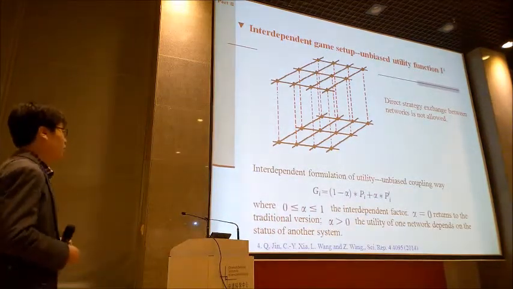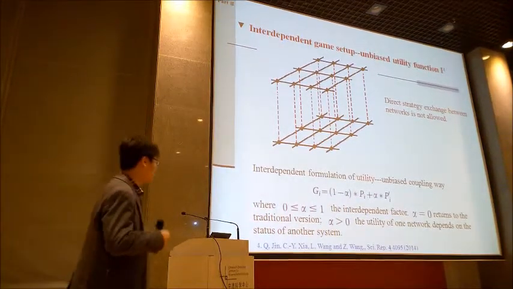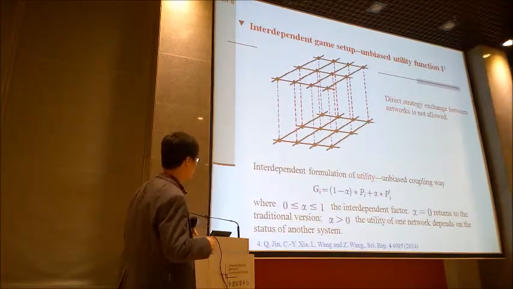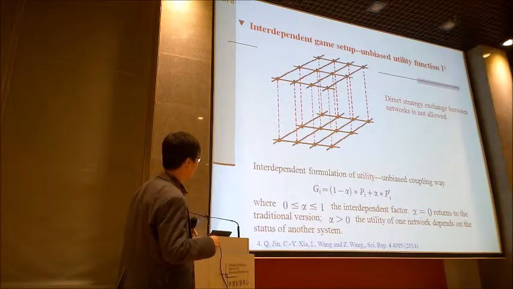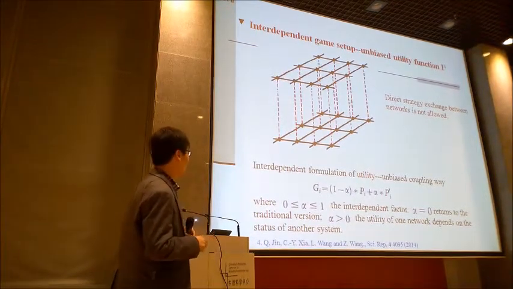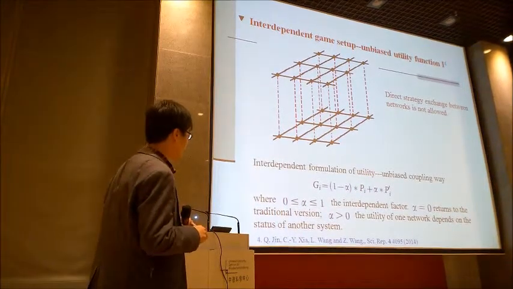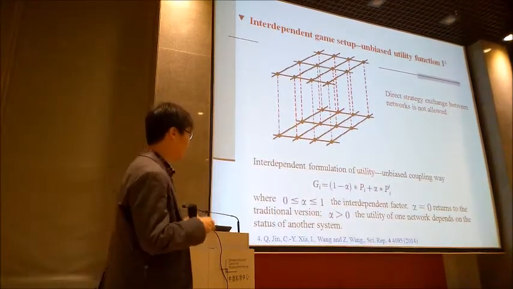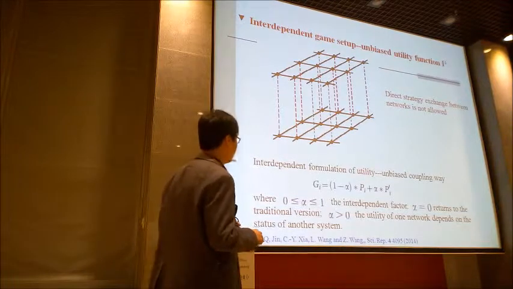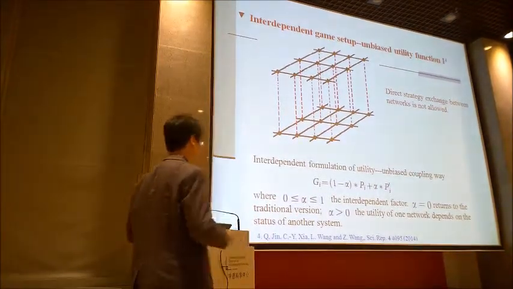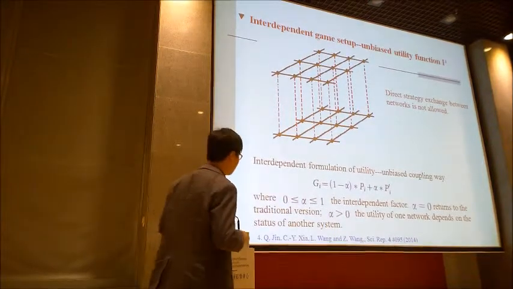Then we turn to the question of how to build the interdependence. Here we build interdependence through the group utility function. The individual's utility not only depends on himself, but also on the status of the other network. Here we use the strategy of his partner from the other network to denote the status.